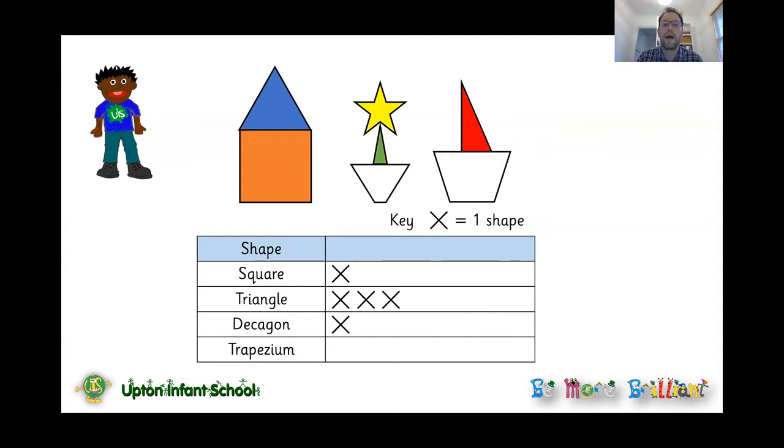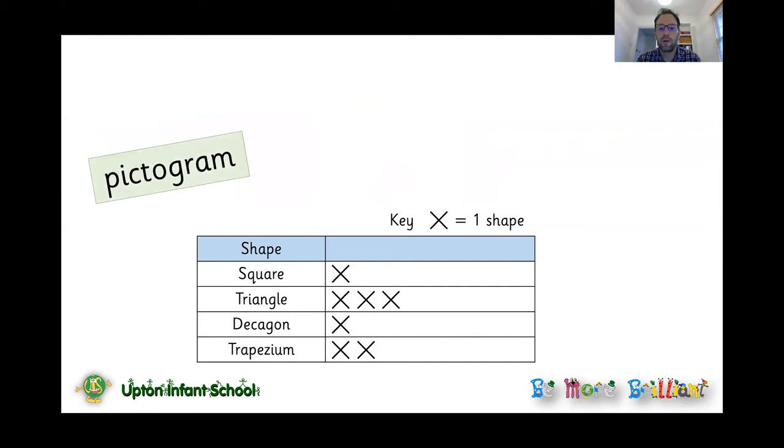We've got 3 triangles, and now we've got left our trapezium. So there's a trapezium. So I'm going to put an X on my chart, and there's a trapezium. So I need to put an X on my chart. And now I've colored in all of my shapes. So I know I've used them all. And when we look at our pictogram, we can see that Sonny used 1 square, 3 triangles, 1 decagon, and 2 trapeziums. So that's what we call a pictogram. A pictogram is a way of showing information, showing data by using pictures and symbols. And that's what we're going to do today.